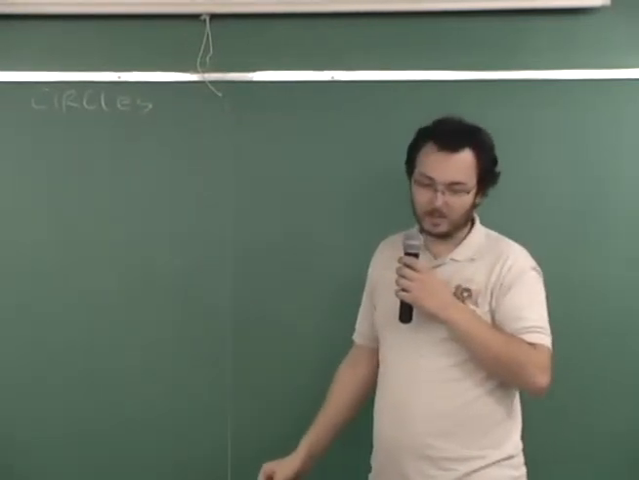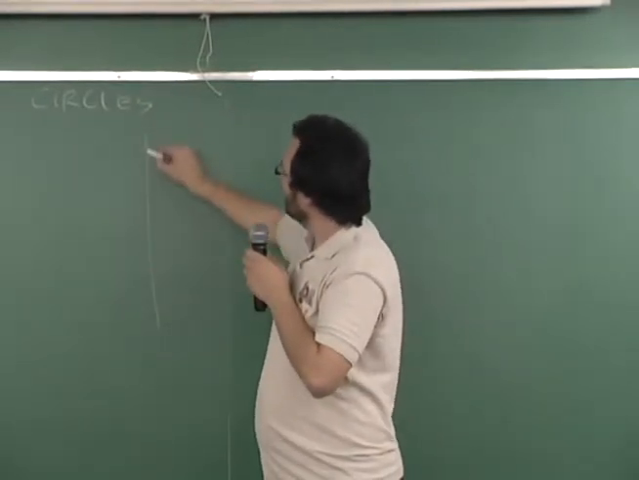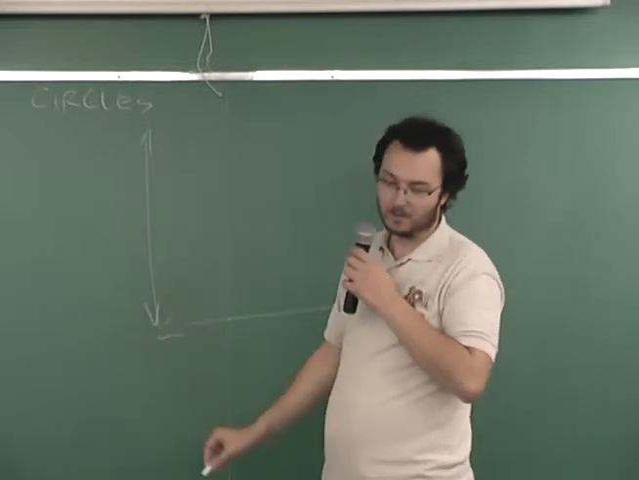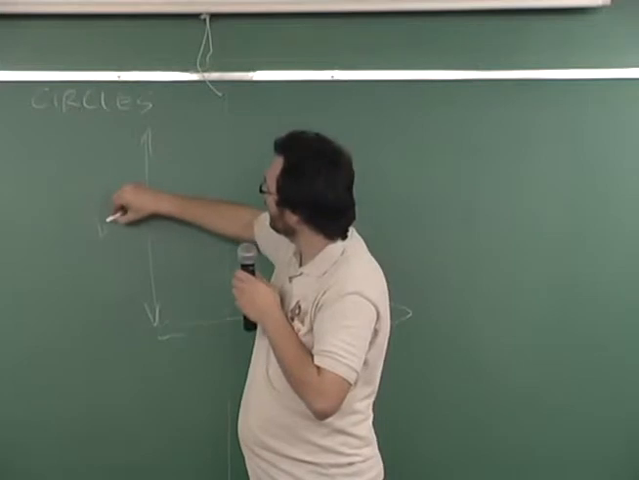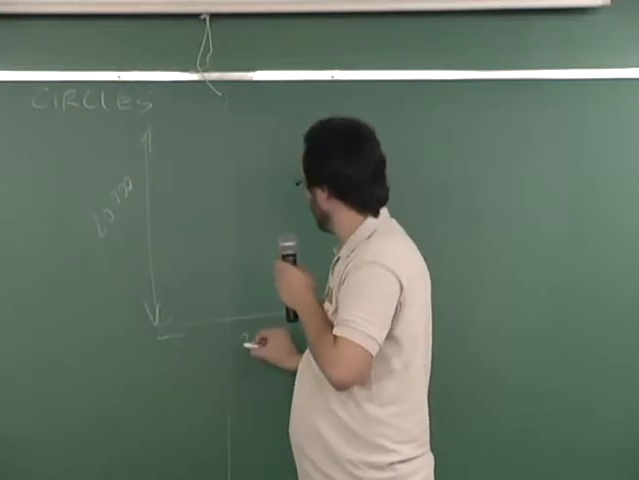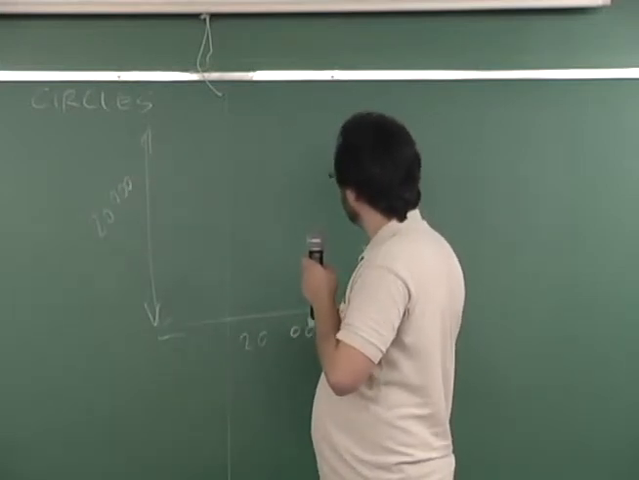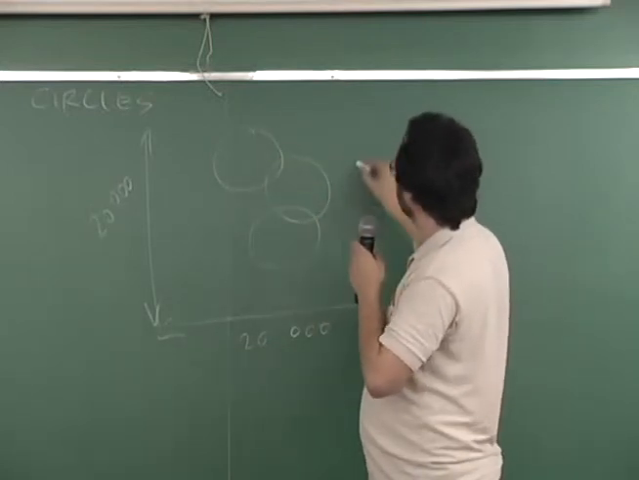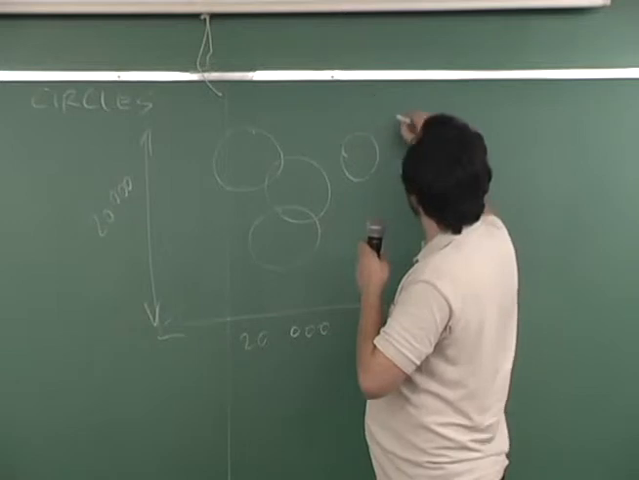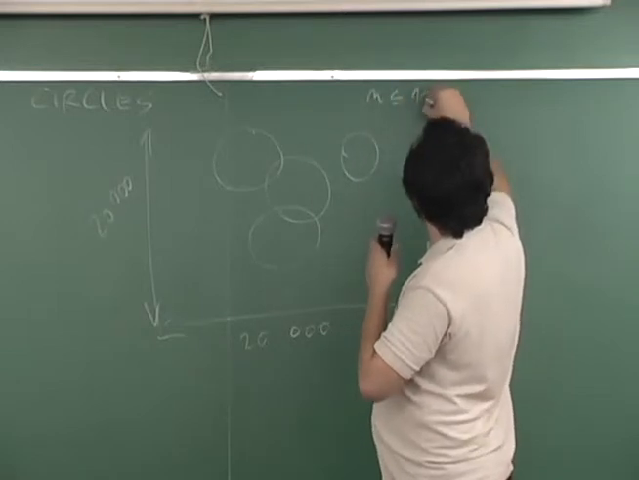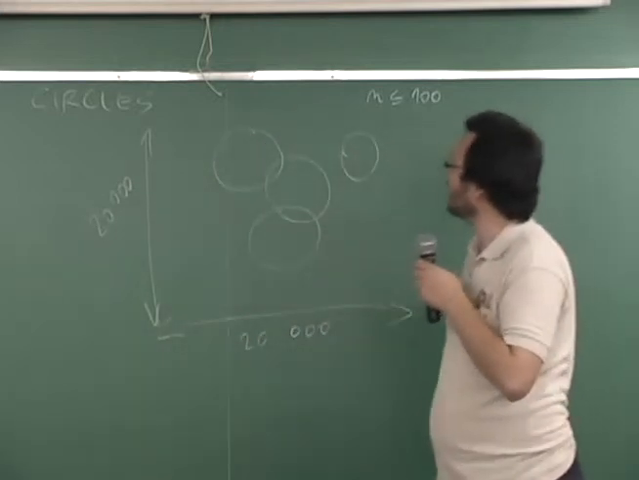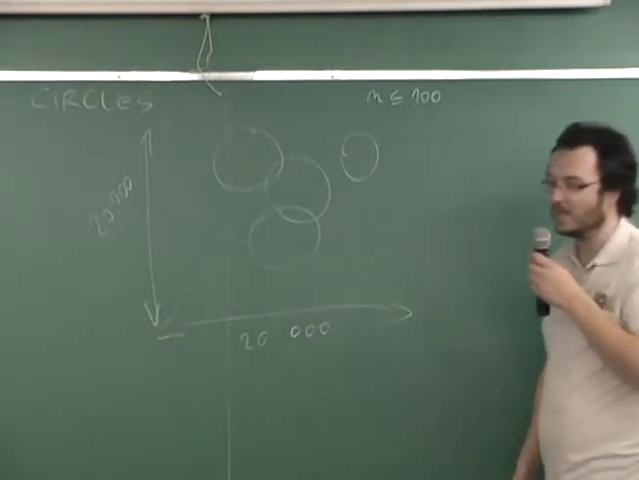In this case, we are given a bitmap, and the bitmap is fairly small. The dimensions are just 20,000 by 20,000. And on this bitmap, we have a set of circles like this. And the number of circles is also very small, 100. So this makes our life a little bit easier and more convenient.